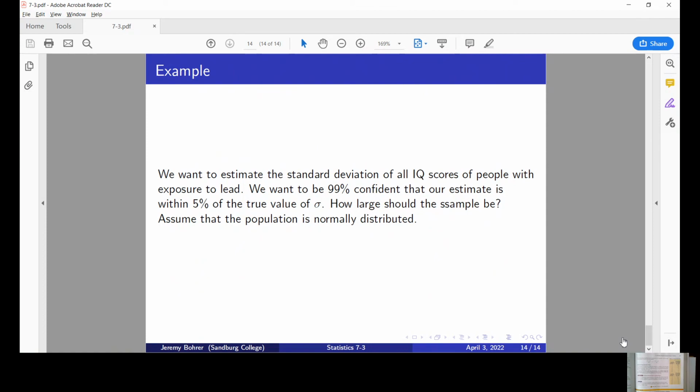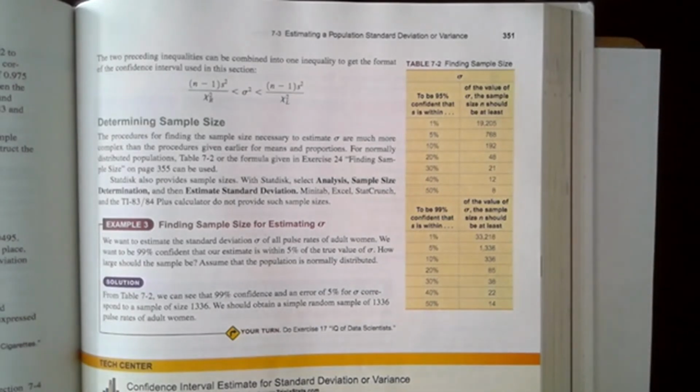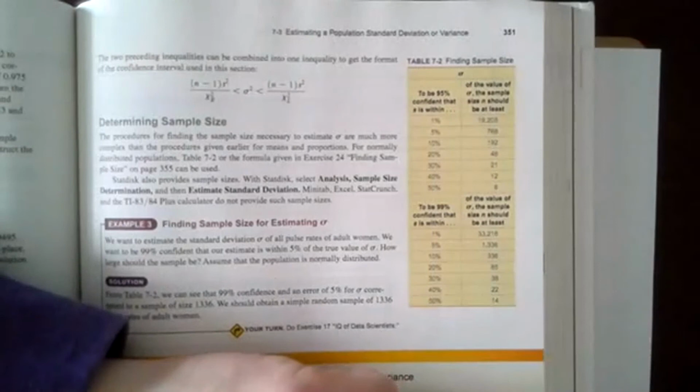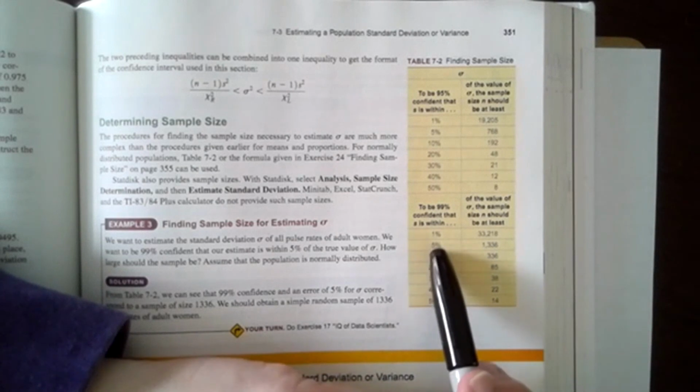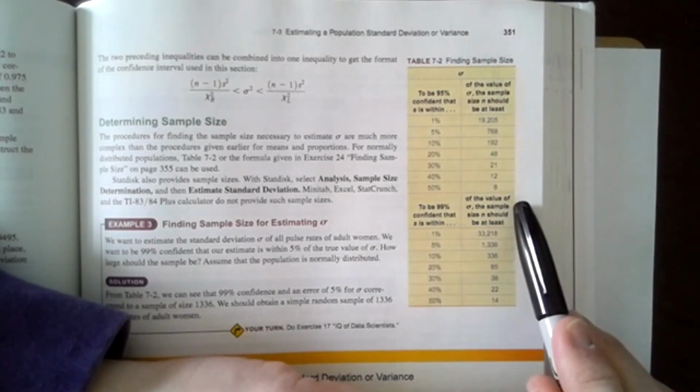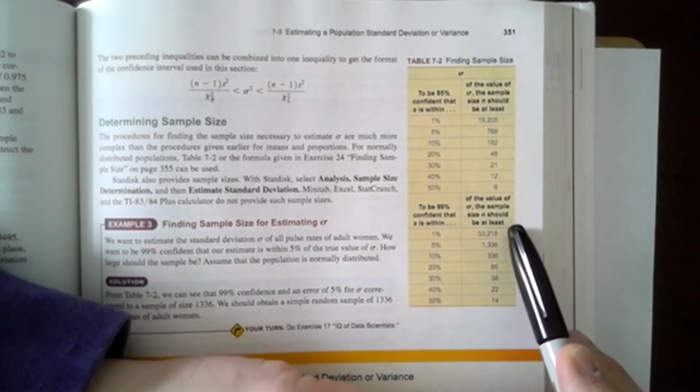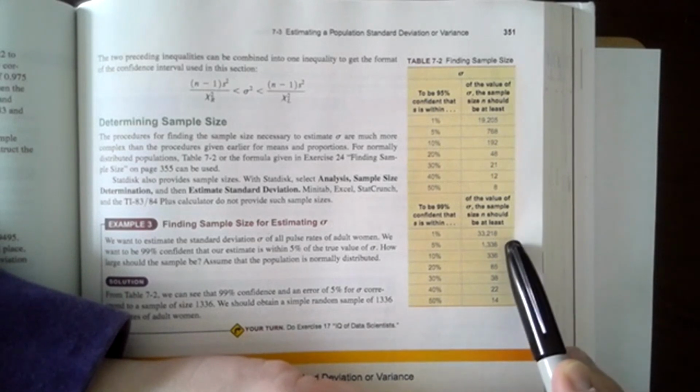Well, for this, we want to use this table on page 351 of the textbook. You can find that in your e-text as well. It's the same information. We want 99% confidence that the s is within 5% of the value of sigma, and it tells us the sample size n should be at least 1,336.